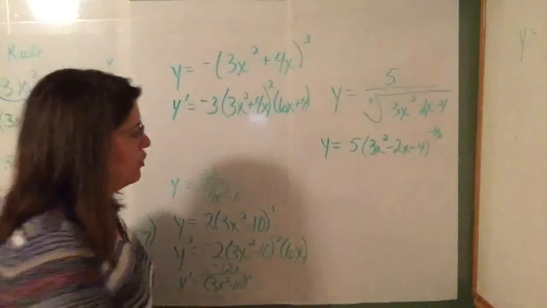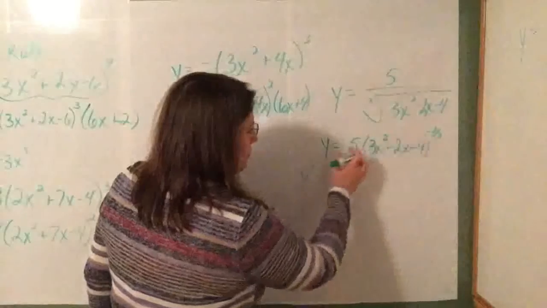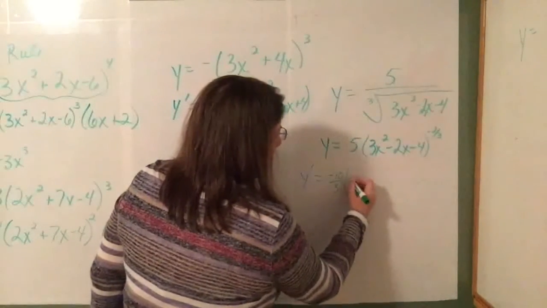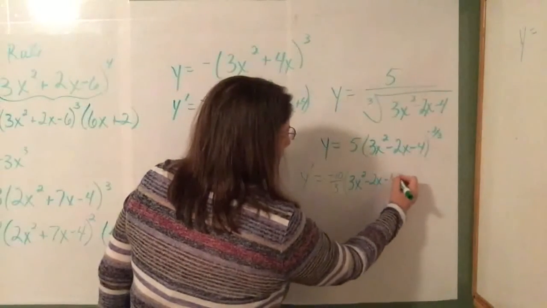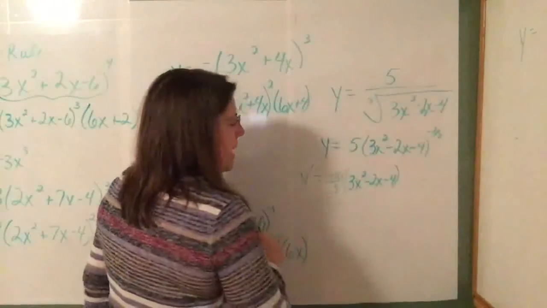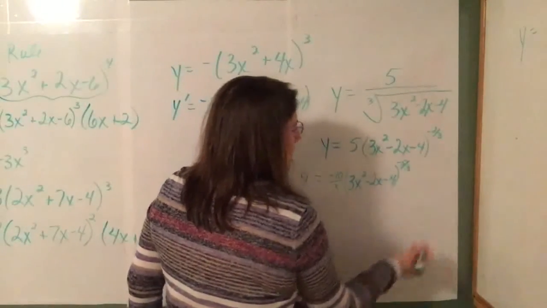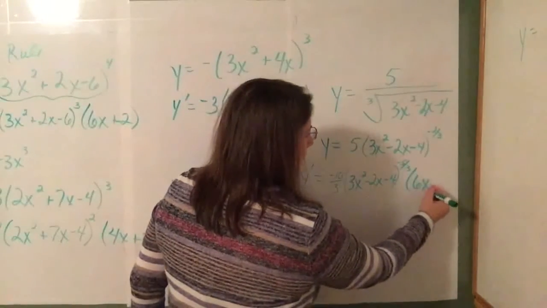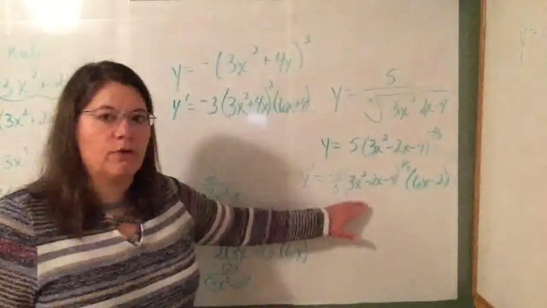So then if we use the chain rule here, we've got y prime equals negative 2/3 times 5 is negative 10/3 times the inside part, which is 3x squared minus 2x minus 4. Decrease that power by 1, so that would be a negative 5/3. And then we take the derivative of the inside part, which would be 6x minus 2. And then I'm just going to do a quick rewrite with that.